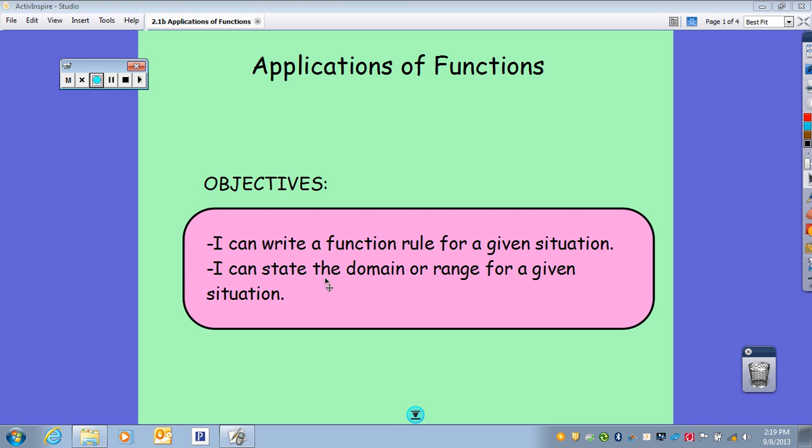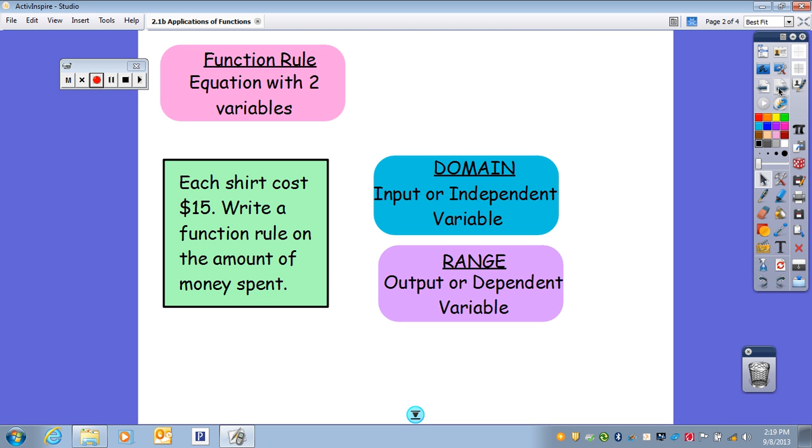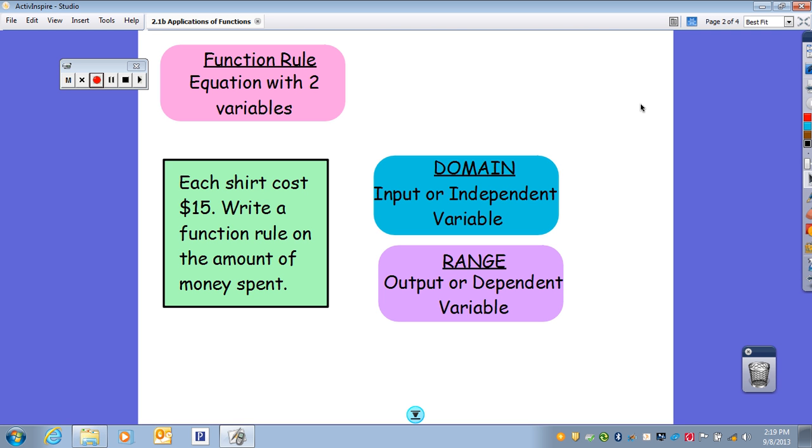In this lesson, we will be discussing applications of functions. Our objectives will be to write a function rule for a given situation and to state the domain or range for a given situation. A function rule is an equation in two variables. The domain is the input or the independent variable, and the range is the output or the dependent variable.